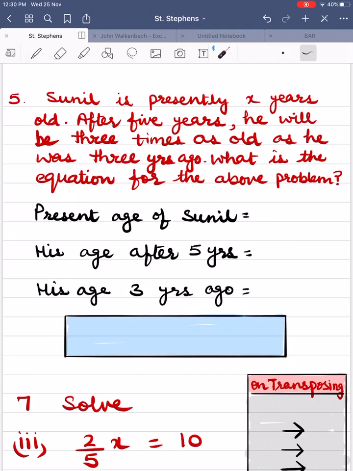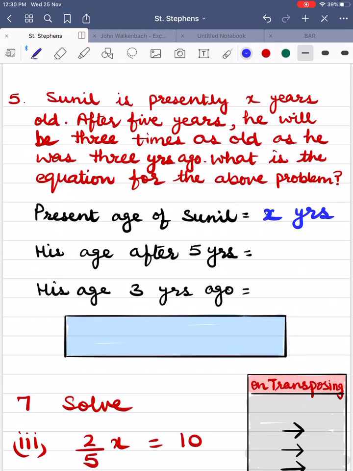Sunil is presently x years old. After 5 years, he will be 3 times as old as he was 3 years ago. What is the equation for the above problem? So children, first we will write the present age of Sunil. It is x years given in the question. So we write here present age of Sunil is equal to x years.